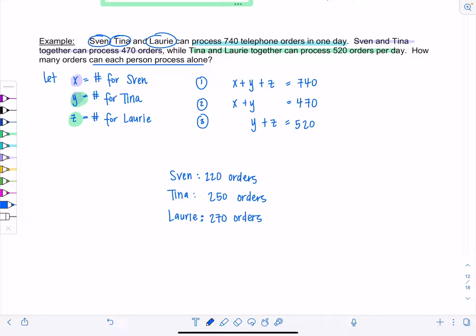Obviously, she's carrying the team. I don't know what Sven's doing, probably texting on the side, not focused. No, I'm just messing. Okay. Good?